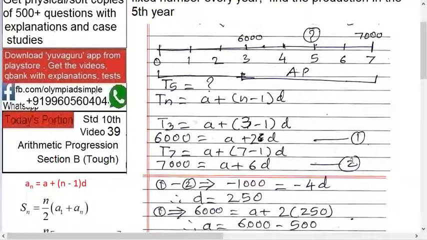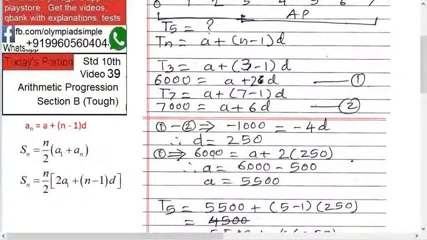Equation number 2. Now we have got two equations and two variables. You can find out 1 minus 2. So 6,000 minus 7,000 is minus 1,000, and then A is gone and what remains is minus 4D. Therefore D equals 250. So put it in equation 1. You get 6,000 equals A plus 2 into 250, that is 500. Therefore A equals 6,000 minus 500, equals 5,500.